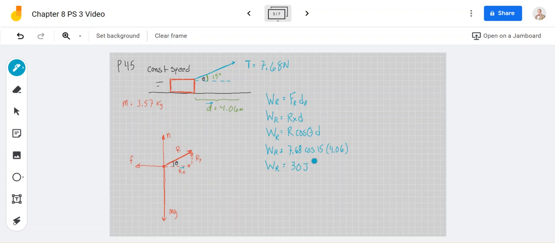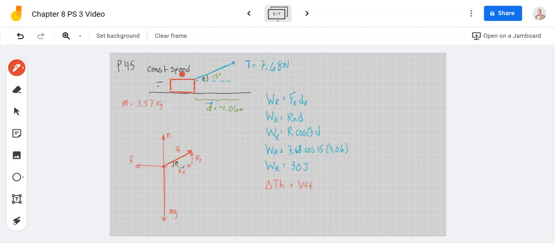All right, the next one says, what is the increase in the thermal energy? Okay, what is the increase in the thermal energy? Well, so the change in the thermal energy, which we call the work done by friction, okay? How are we going to figure that one out? Well, the thing is we have to reason this one out first, because what does it say about the speed?